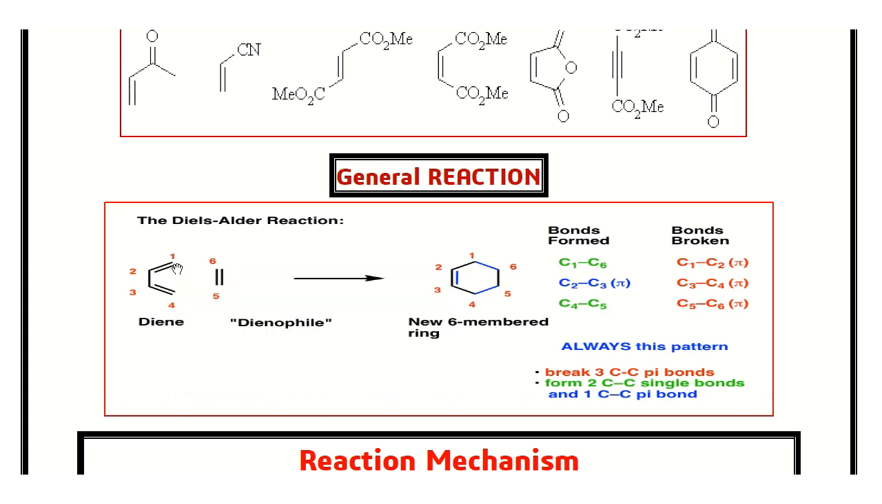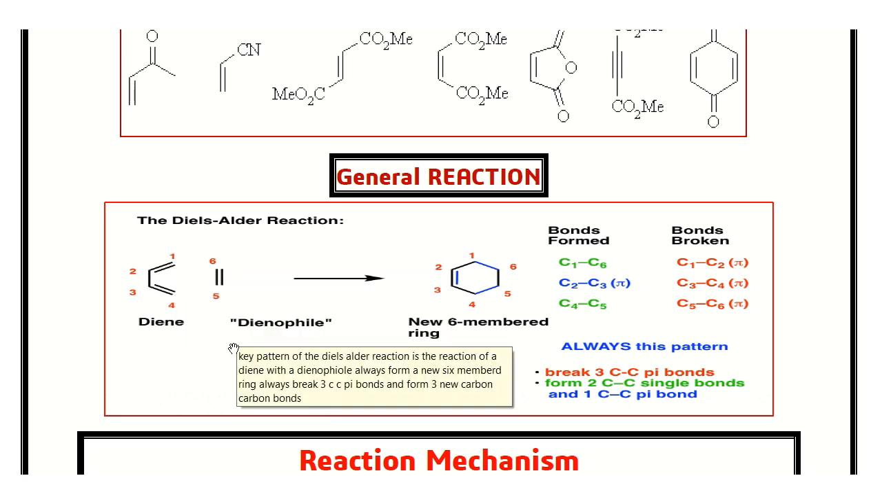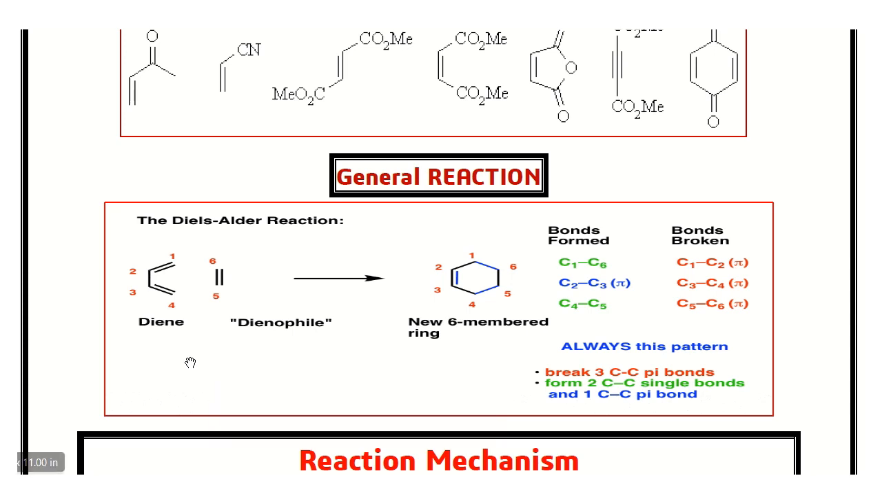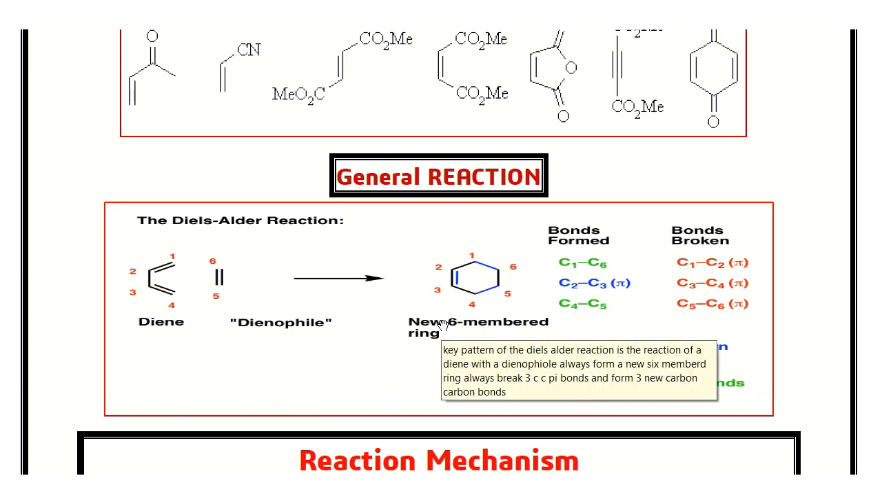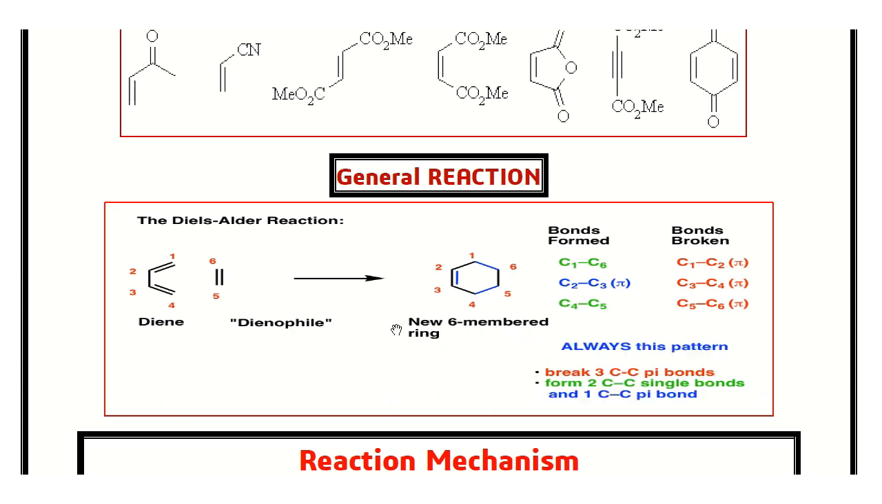1,3-butadiene, because you may observe that the double bonds are present at the 1st and 2nd, and 3rd and 4th carbon. When it reacts with the ethene molecule, this is the ethene, it will result in the formation of the cyclohexene which has 1 pi bond.